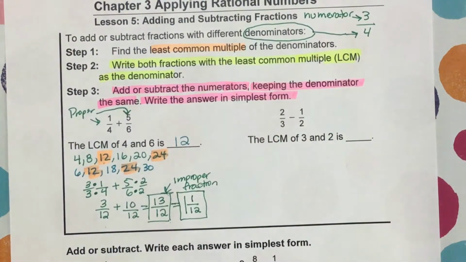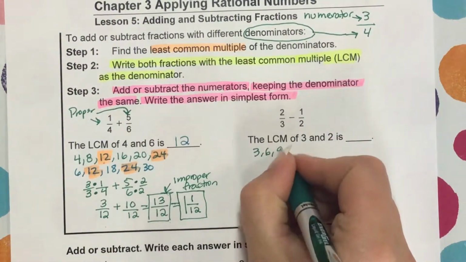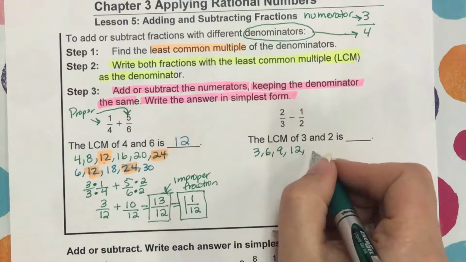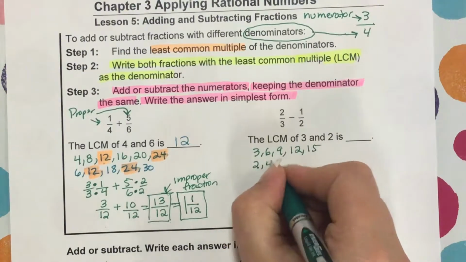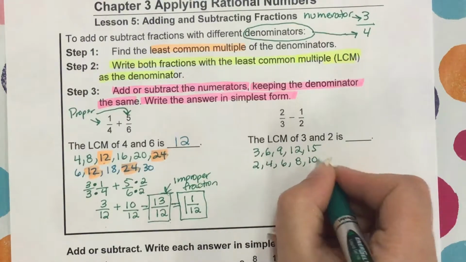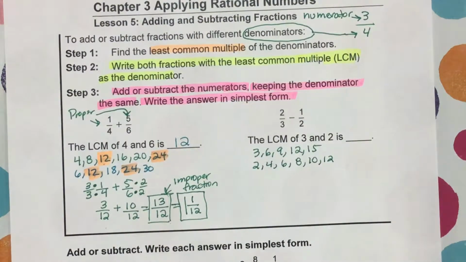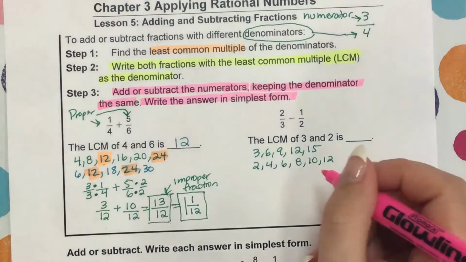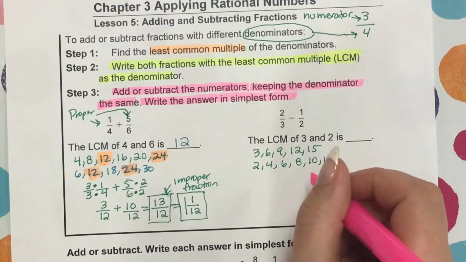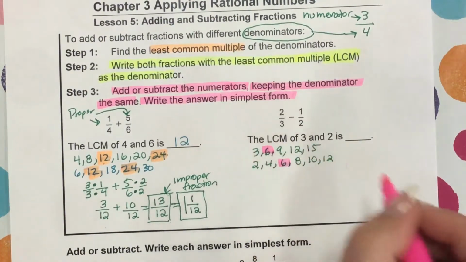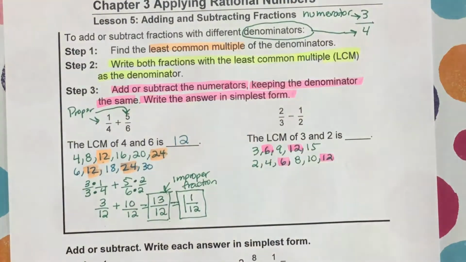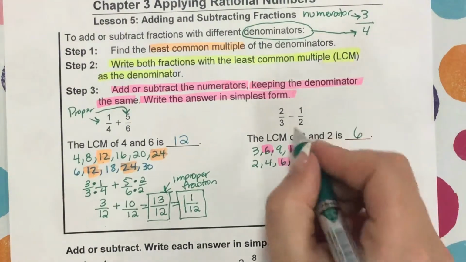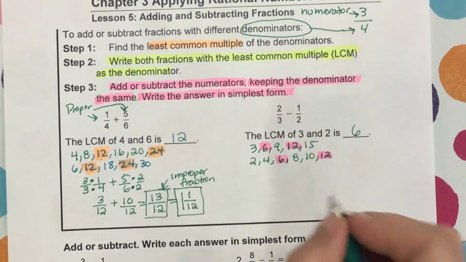And so we have to find the least common multiple of 3 and 2. So if we count by threes, 3, 6, 9, 12, what would the next one be? 15. And then we count by twos, 2, 4, 6, 8, 10, 12. We would see that the common multiples would be 6 and 12, and there would be more. But the least common multiple would be 6. So that's what we want our denominator to be.